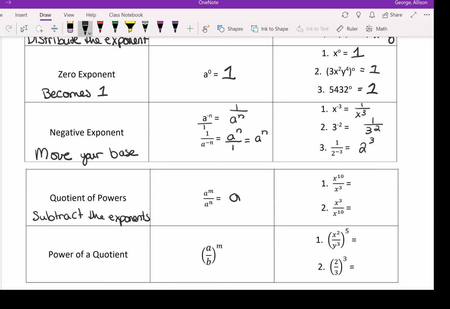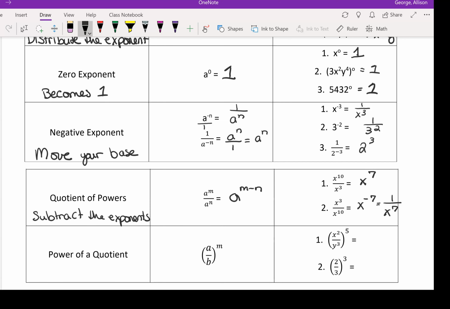So this would be a to the m minus n. So over here, that would be x to the 7th. This would be x to the negative 7th. Since it's negative, that means we have to move it. And so that's how it would be written in fully simplified form.